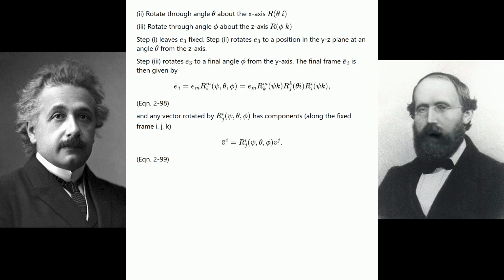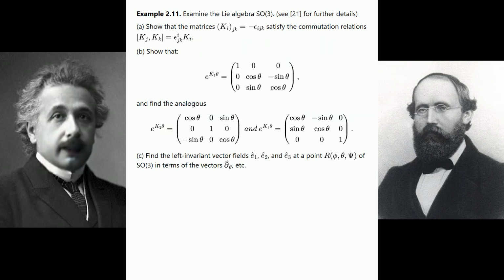The final frame E-bar_i is then given by equation 2-98. And any vector rotated by R(psi, theta, phi) has components along the fixed frame i, j, k, see equation 2-99. Example 2.11.